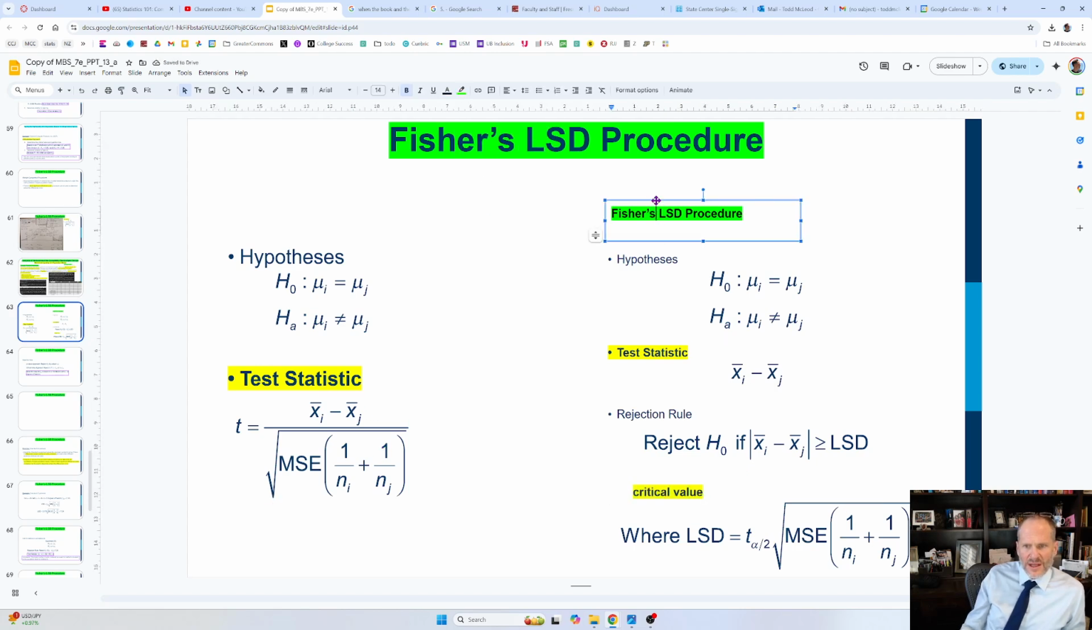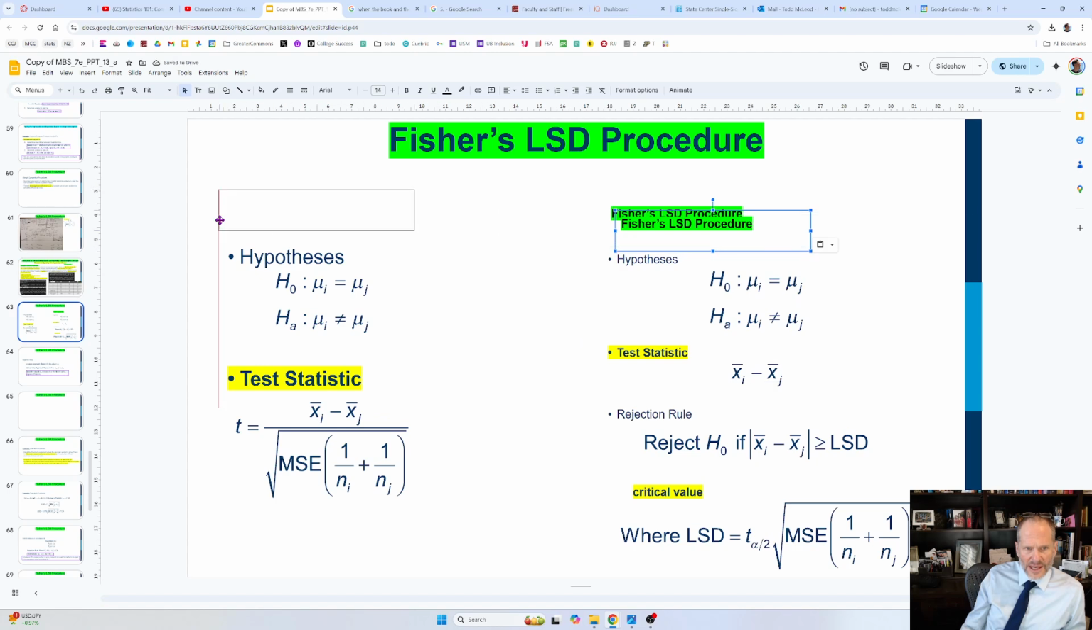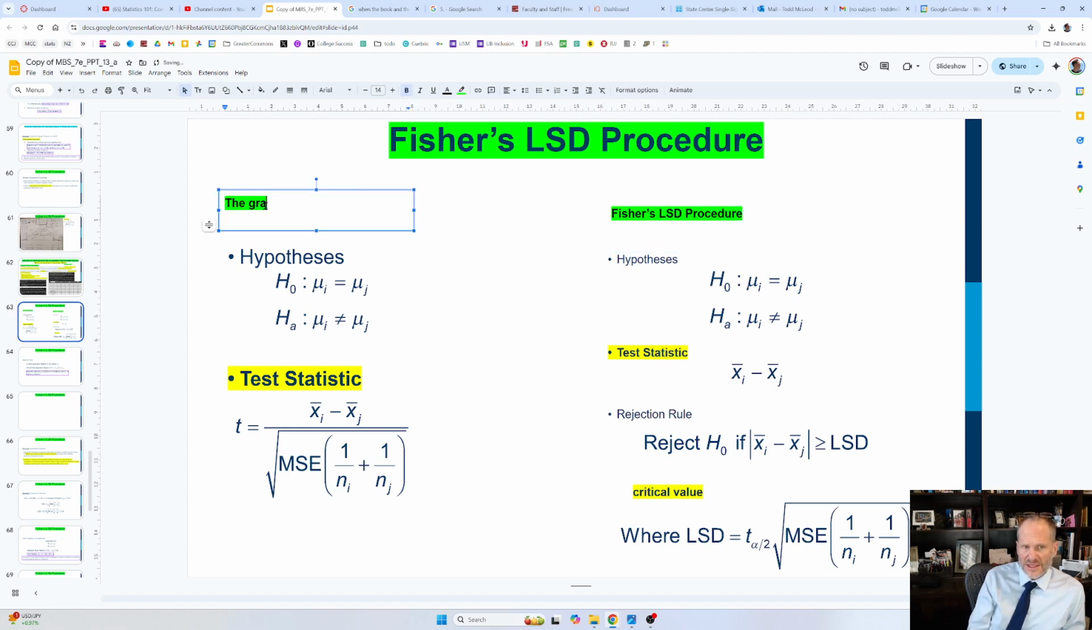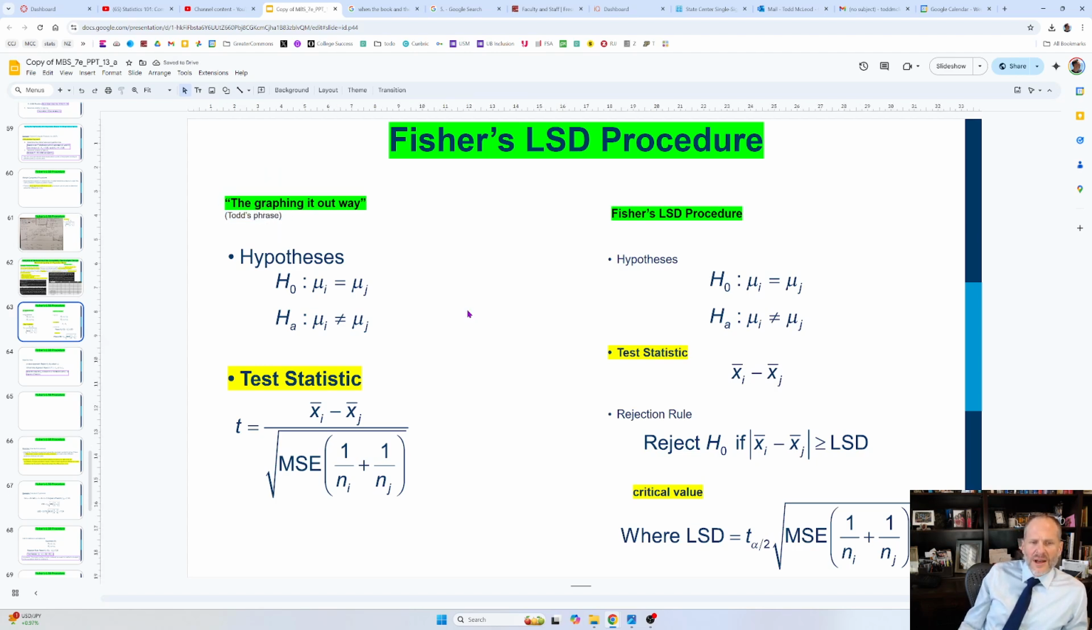And this one over here is the graphing it out way. But they don't explain this. I'm going to just call this the graphing it out way. You know, we'll just say that's Todd speak. Todd's definition. And I think we need to do it like this. And we'll call it Todd's phrase. There we go, the graphing it out way.